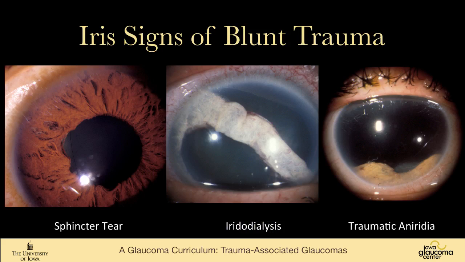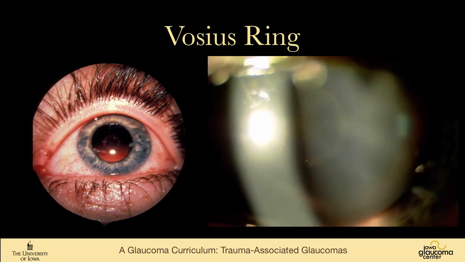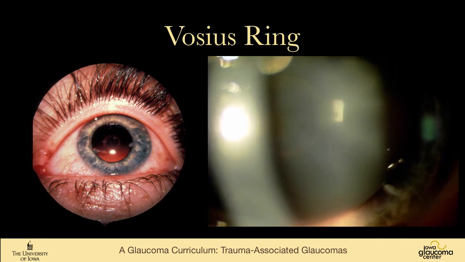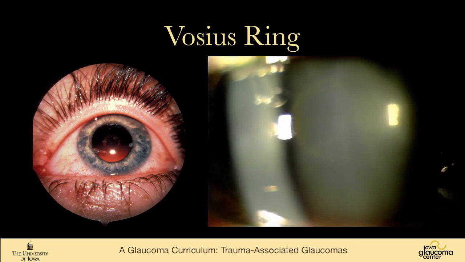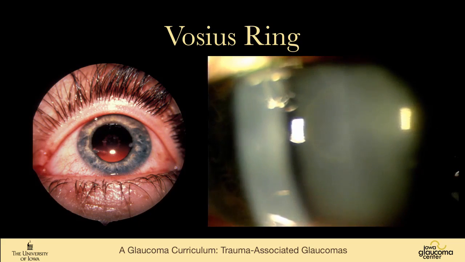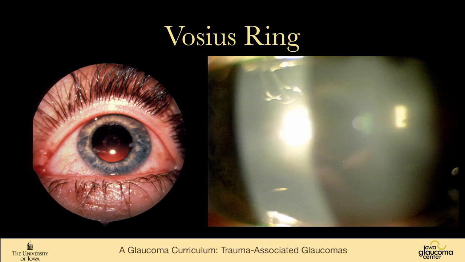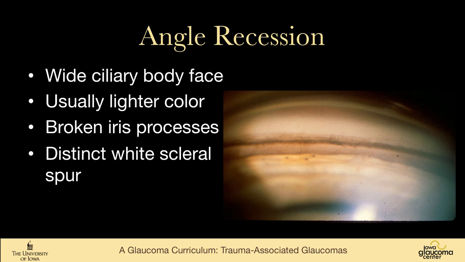There are other signs of blunt trauma that you can see when you do slit lamp exam. One might see sphincter tears or iridodialysis. The case on the far right is a patient with near total traumatic aniridia. Vossius ring we see less often. That's a ring of pigment that is deposited on the anterior capsule of the lens as the iris slaps back and just leaves this little tattoo of pigment on the anterior lens capsule.